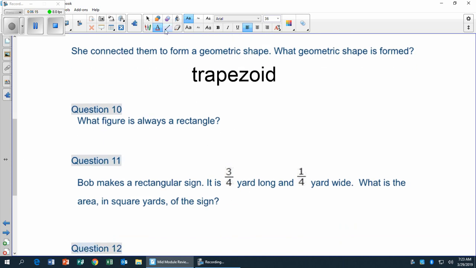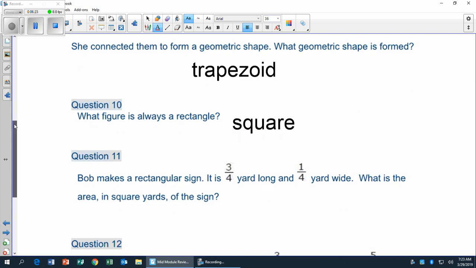What's the name of a figure that's always a rectangle? A square is always a rectangle by definition.